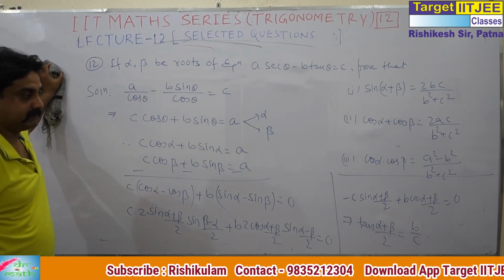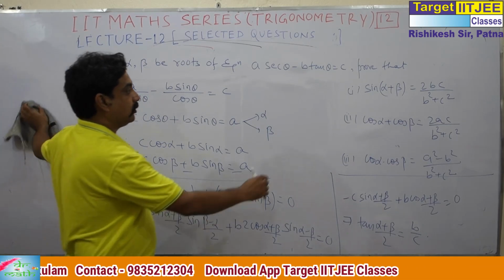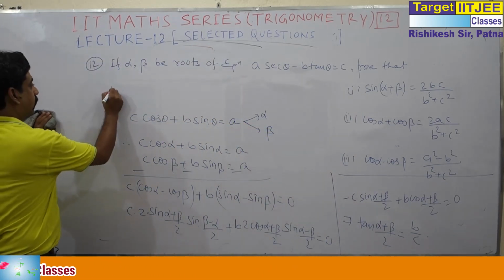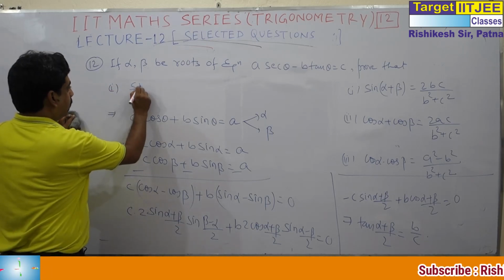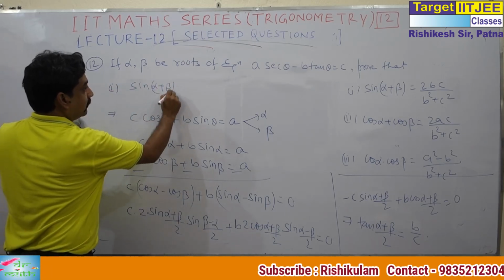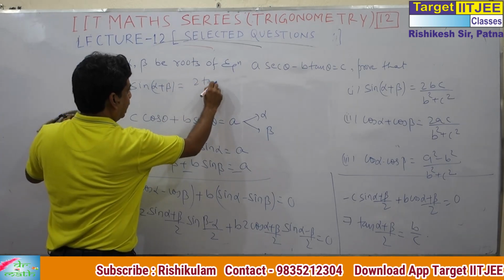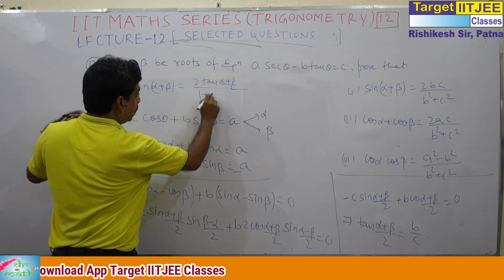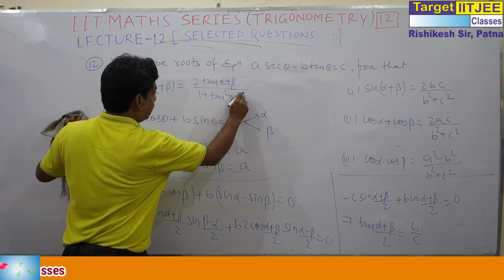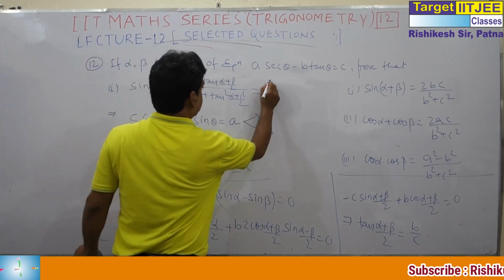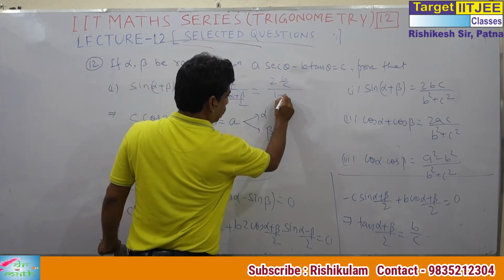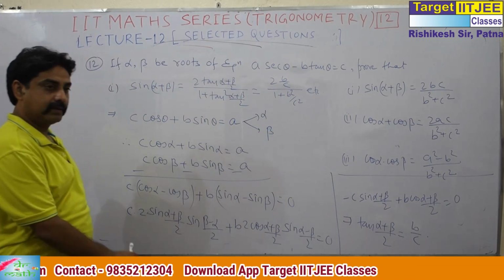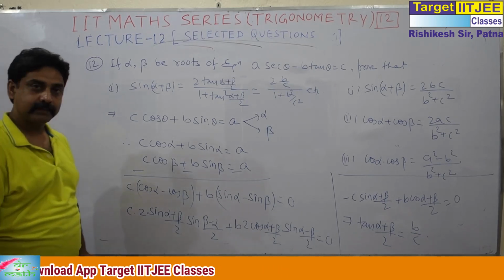This is a basic question, a basic point, and you can now do the first part. What is the first part? Sin alpha plus beta is 2 tan alpha plus beta by 2 upon 1 plus tan square alpha plus beta by 2. Put these values together: 2b by c upon 1 plus b square by c square, and so on. In the next step you will get this.